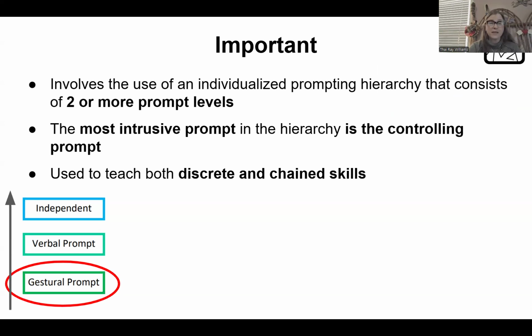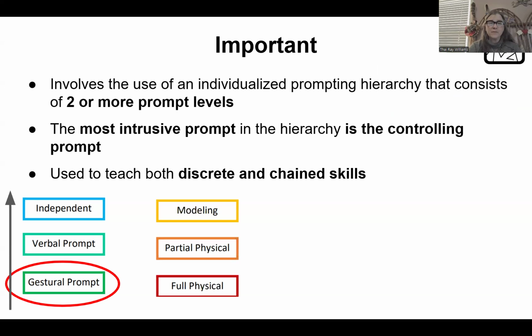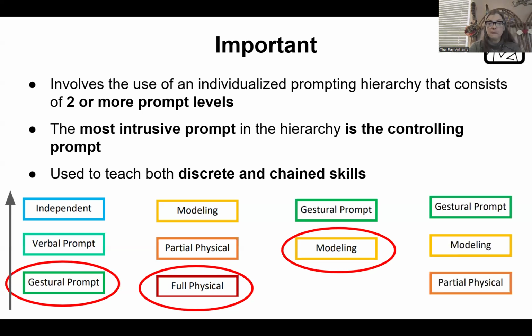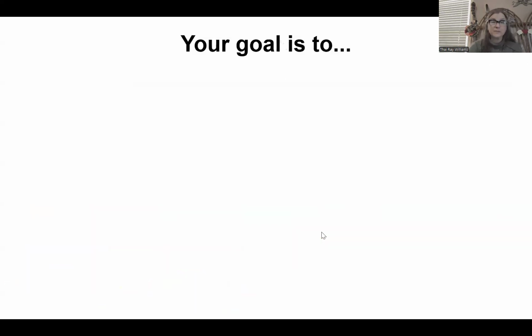Let's look at our next prompting hierarchy. If you pinpointed full physical assistance as the most intrusive prompt, you are correct. All right, let's look at another one. And in this one, the most intrusive prompt or the controlling prompt is modeling. And let's look at one more prompting hierarchy for the most intrusive prompt on the hierarchy. And that would be a partial physical prompt. All right, so hopefully you got all those correct.